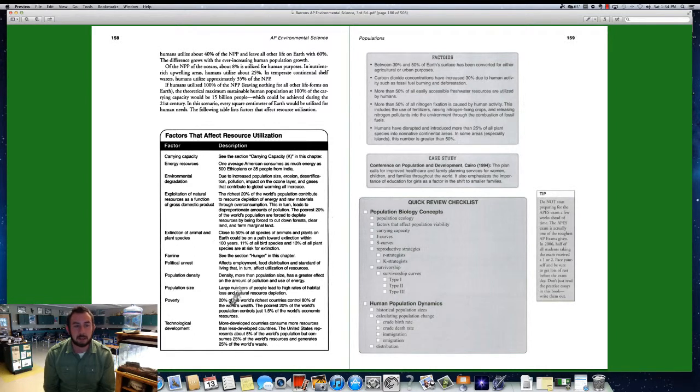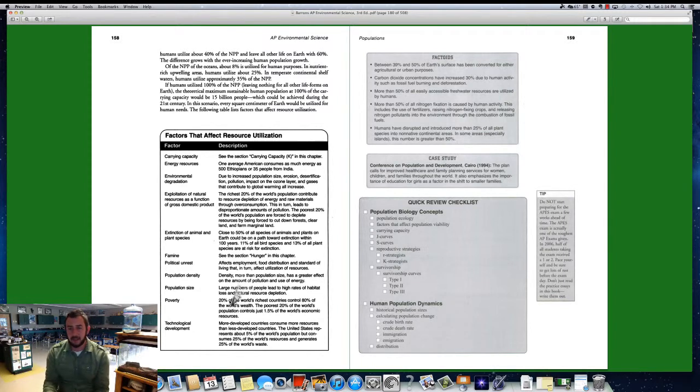Factors that affect resource utilization: carrying capacity, energy resources, environmental degradation, exploitation of natural resources, extinction of animal species, famines, political unrest, population density, poverty, technological development, and it goes on and on. A few factoids for you there. Between 39 and 50% of the Earth's surface has been converted for either agriculture or urban purposes. CO2 concentrations have increased 30% because of human activity. More than 50% of all easily accessible freshwater resources are utilized by humans. More than 50% of nitrogen fixation is caused by human activity, and humans have introduced more than 25% of all plant species into non-native continental areas, and in some areas it's up to 50%.